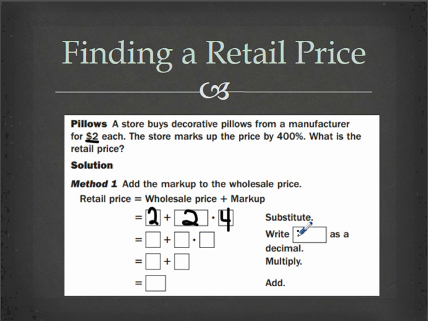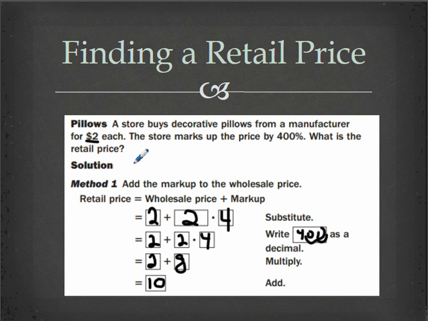So if I run it over here real quick, just to show you, 400, if I write that as a decimal, it's going to be 4. That's how I got that. So basically, I'm just going to copy this stuff down in here again because I had already done the conversions. Okay. Then I go, okay, this is still 2, but what is 2 times 4? It's 8. So that pillow, they're going to charge you $10 for a pillow that they bought for $2.